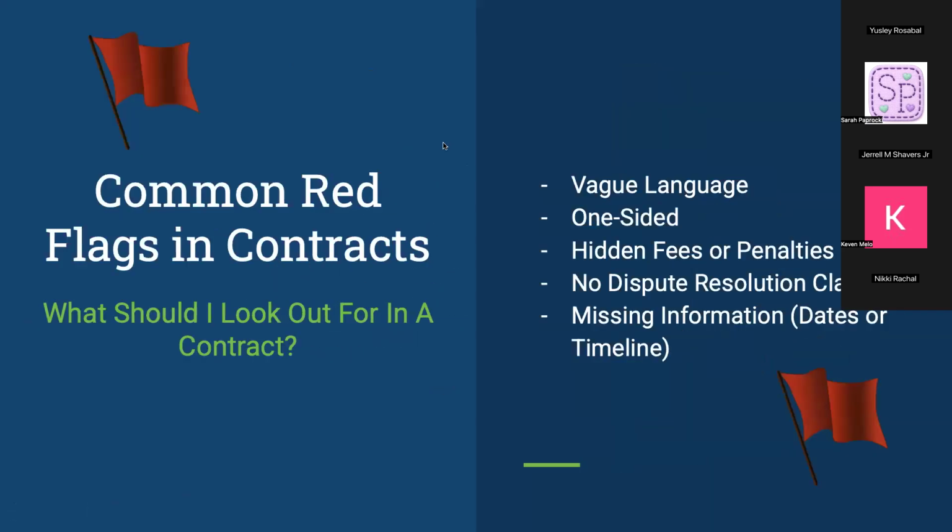Okay, all right, so just trying to be mindful of time. So, some common red flags in contracts. What should you look out for in a contract? Vague language, if it's one-sided, hidden fees or penalties, no dispute resolution clauses, and missing information such as dates or a timeline. This is often an issue.